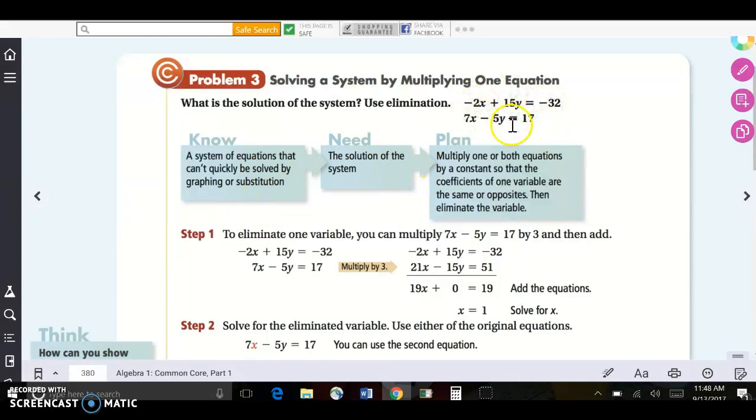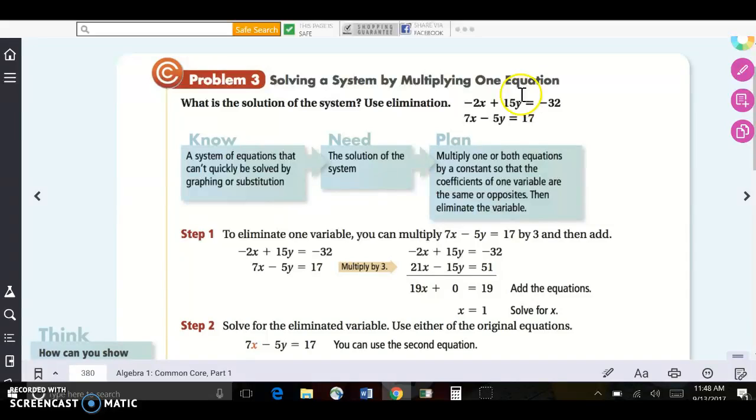Okay, so far we see that I can't quickly use substitution. I can't solve for one of the variables really easily. I have to do some nasty division, and there are going to be fractions in there. Probably don't really want to do that. So I can use elimination instead. And it says multiply one or both equations by a constant so the coefficients of one variable are the same or opposite, then eliminate the variable.